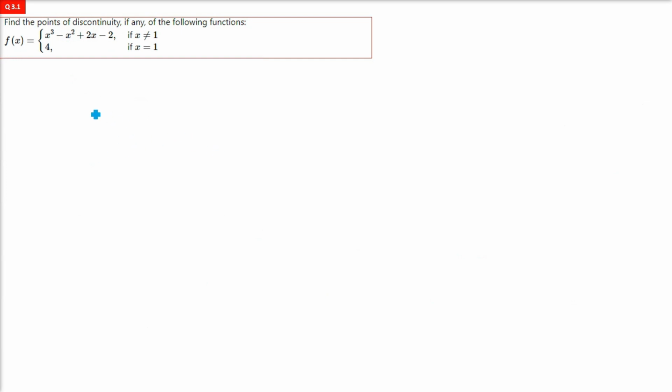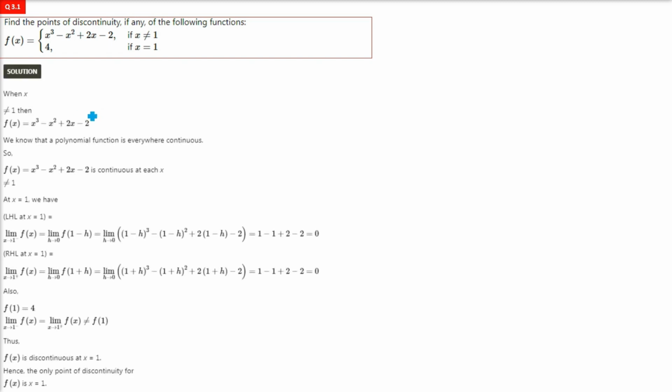So find the points of discontinuity, if any, of the following functions. First, the concept is very clear. When x is not equal to 1, we'll use this polynomial, x cube minus x square plus 2x minus 2, on both sides. Because when x is not equal to 1, this is the expression, or you can say the polynomial, we are going to use. So this function is a polynomial and it is continuous everywhere.